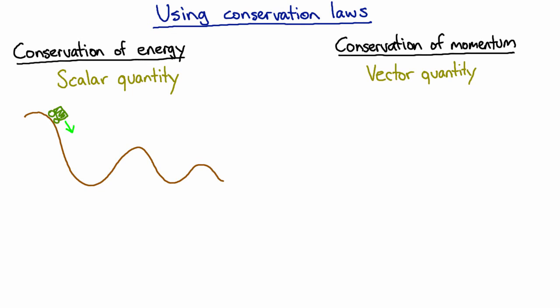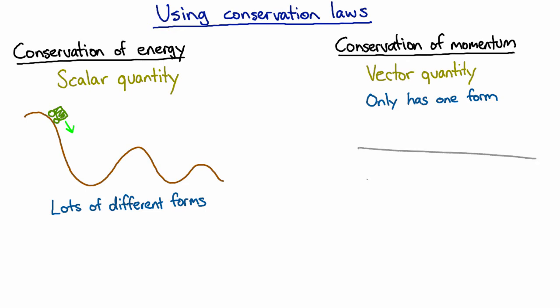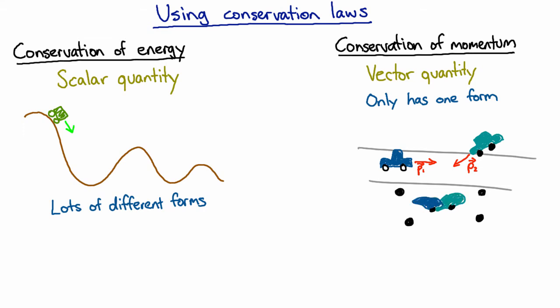But sometimes momentum is exactly the right kind of law to use, and the reason is that momentum only has one form, whereas energy has lots of forms. What that means is if you have, say, a collision of some kind, supposing you have a road and a couple of cars and one car bangs into another, then after the collision, no matter how mushed up these cars are, and no matter how many directions all the different pieces are going, we can still use the conservation of momentum because there's only one form of momentum.